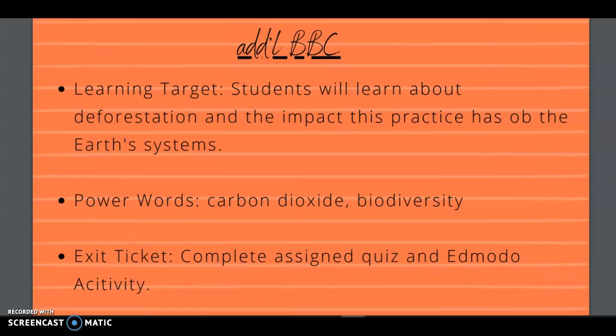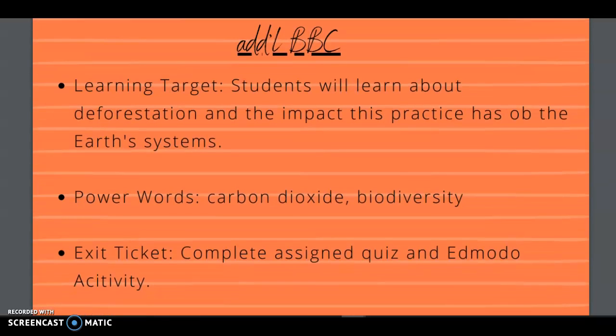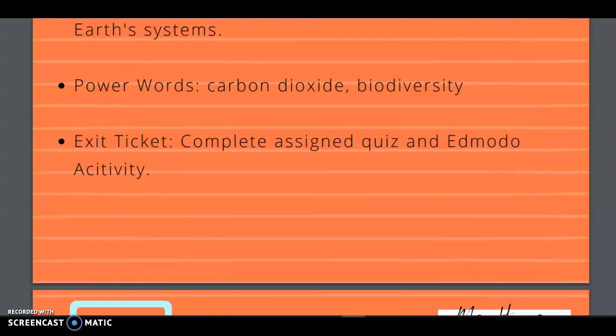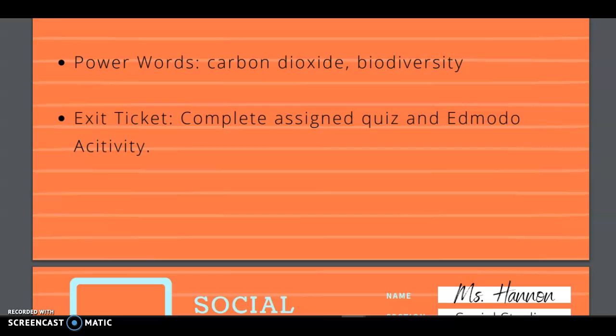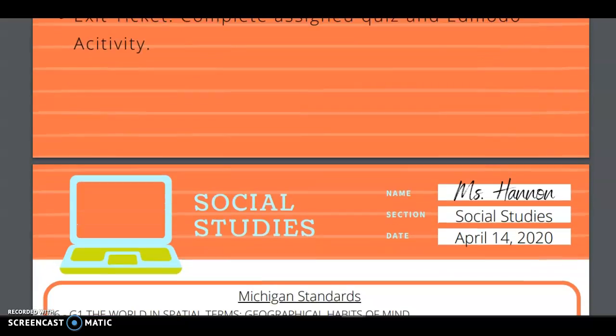So our Blackboard configuration, this is similar to what will be on the board in the classroom. It's our learning target. Students will learn about deforestation and the impact this practice has on Earth systems. We have power words. Power words is a feature inside of Newzilla, and carbon dioxide and biodiversity were our power words. So I want you to make sure you look those up and learn those words. Our exit ticket: complete assigned quiz and Edmodo activity.